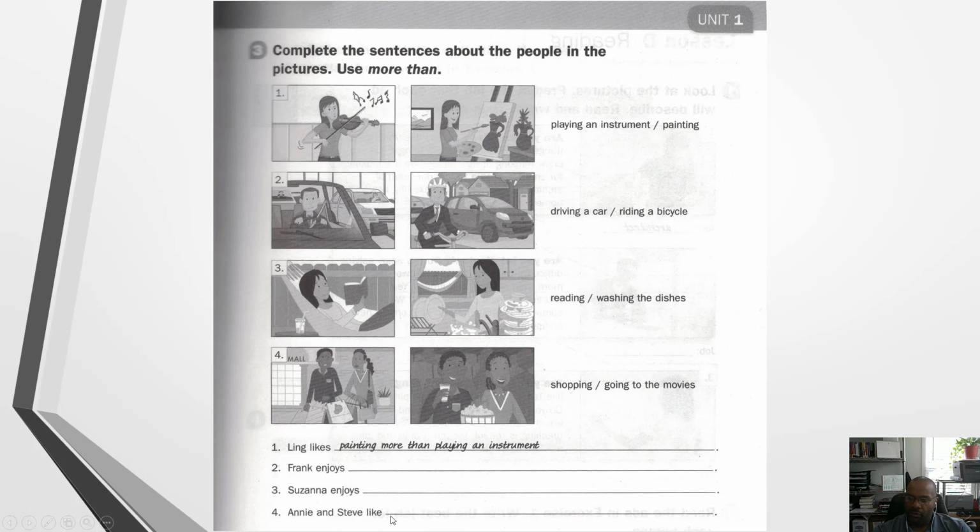So when I fill this in down here, these are my answers. Ling likes painting more than playing an instrument. Frank enjoys riding his bicycle more than driving in traffic. Susanna enjoys reading more than washing the dishes. And then number 4, Annie and Steve like going to the movies more than shopping. Okay, so that's what I got for that. Hopefully you got the same.